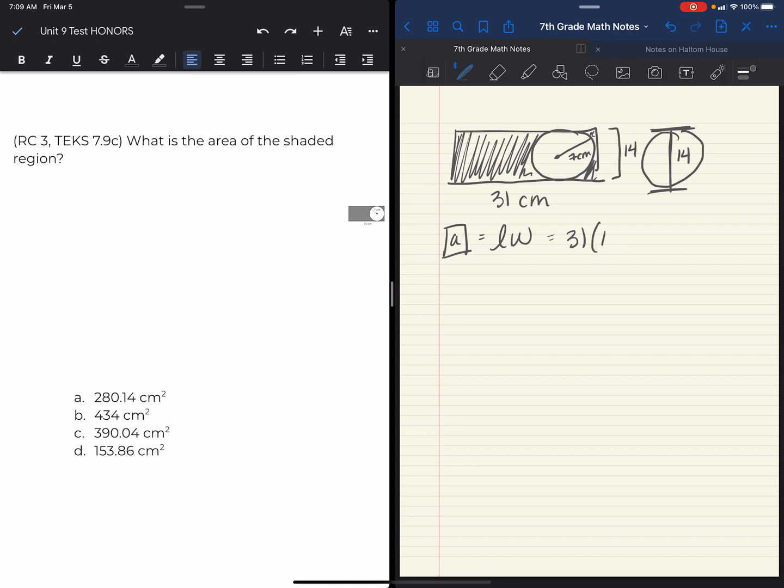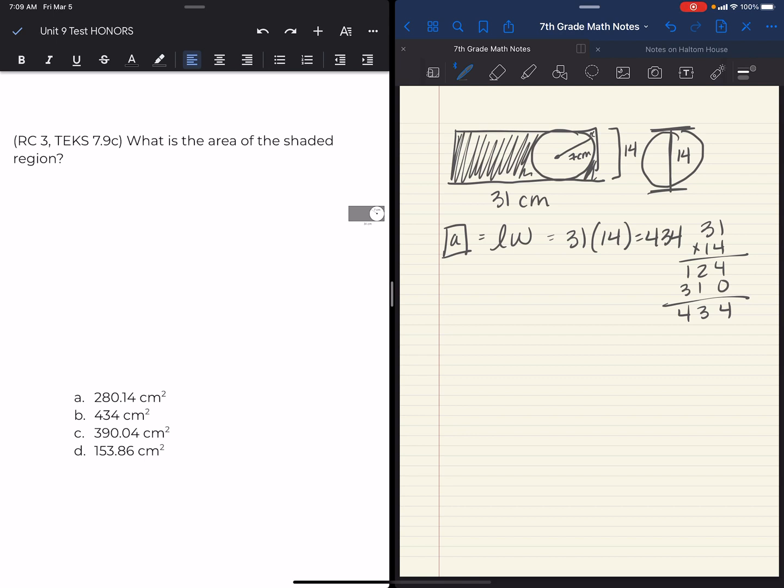So 31 times 14. I do not know what that is off the top of my head, so let's go ahead and work it out. 1 times 4 is 4, 3 times 4 is 12, 0 placeholder. All right, I got 434 for the area of my rectangle.